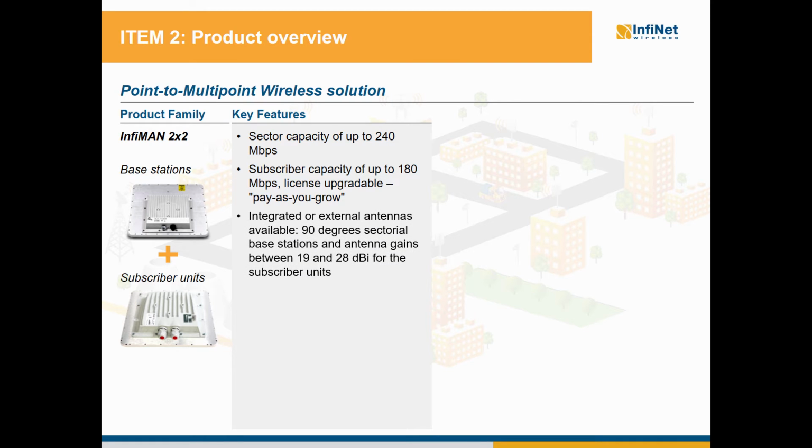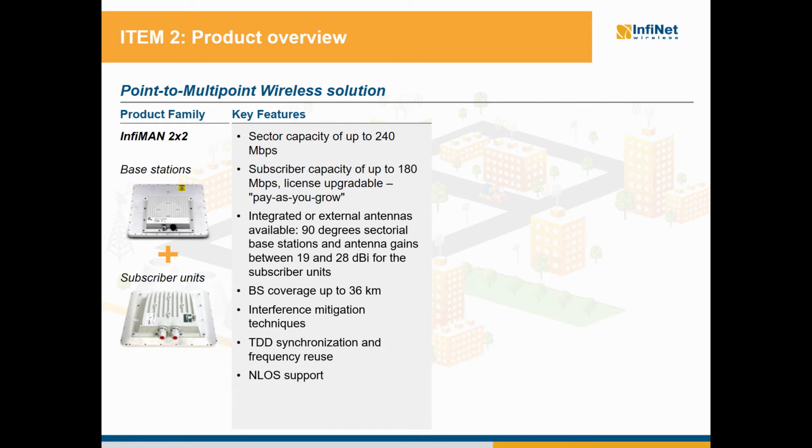A rich set of base stations and subscriber terminals is available, having either integrated or external antennas. The integrated antennas feature 90-degree sector base stations and various antenna gains for the subscriber units between 19 and 28 dBi. The base station coverage goes up to 36 kilometers, and the advanced interference mitigation techniques ensure a proper transmission quality. TDD synchronization is available, so this enables a better frequency reuse. We have as well NLOS support and advanced networking functionalities for a seamless integration with any existing network.